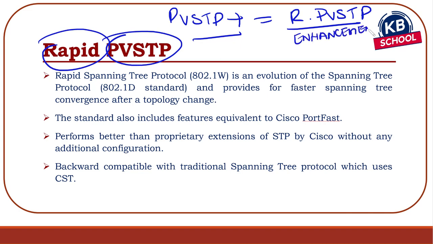So initially, you had PVSTP. Cisco came out, enhanced it by enabling features like PortFast, enhancing the overall workings of it. They called it PVSTP plus. IEEE came out and said, this is a great feature. Let's incorporate it, make it a standard, and tweak it a little bit. And that became rapid PVSTP.